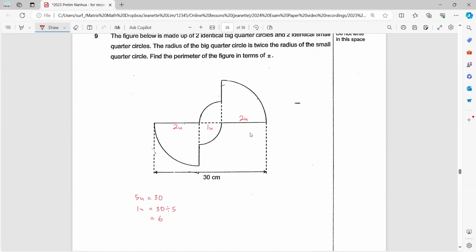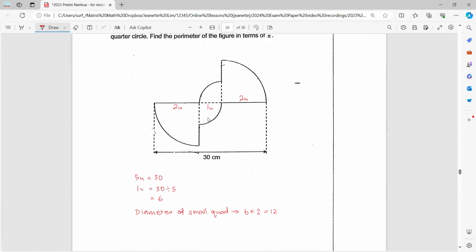Then we want to find the perimeter. So you need to find the arc of all these quarter circles, then you add all the straight lines. To find the arc of the small one, we need the diameter, right? Let's find the diameter of a small quadrant. Six times 2, because the radius is 1 unit, the radius is 6 cm, so 6 times 2.